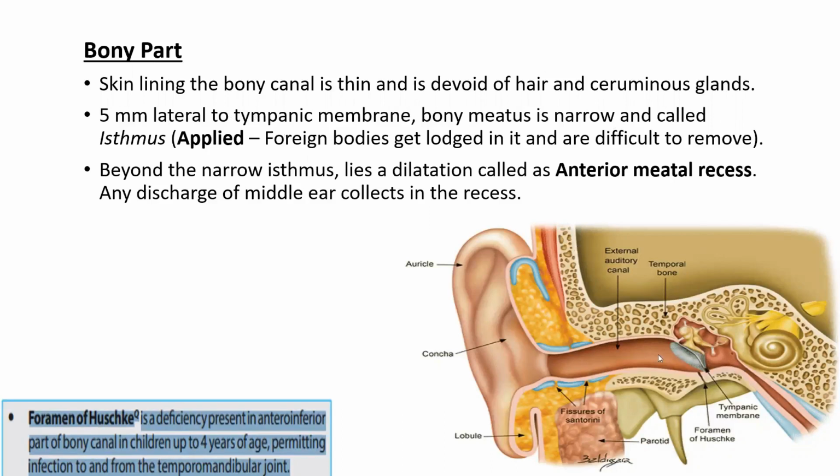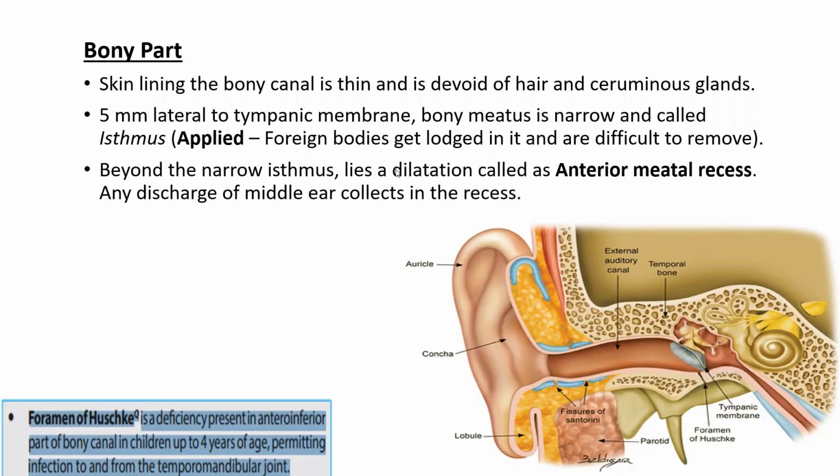5 millimeters lateral to the tympanic membrane, the bony meatus is narrow and called the isthmus. Why is this isthmus very important from the medical point of view? Foreign bodies get lodged in it. Any foreign body entering the ear lodges at the level of the isthmus, and it is very difficult to remove when the foreign body is lodged at the level of the isthmus.